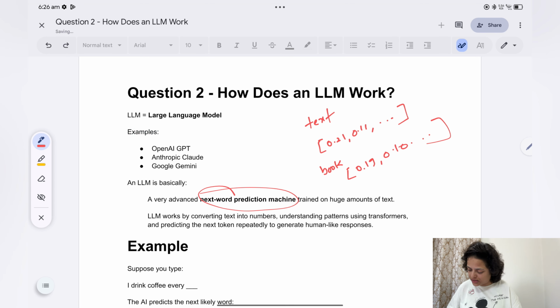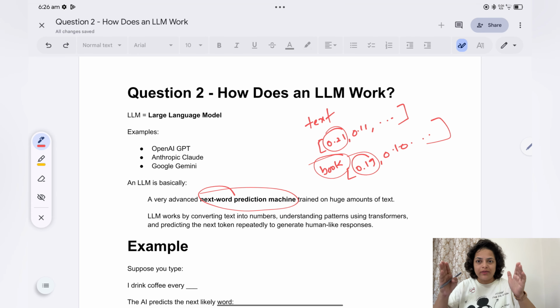Can you see that they are similar? This is 0.21, this is 0.19. So it will do a semantic, similar search for you, and then return the next word as book. If I'm typing text, it will return book, because its vector is similar. That is how an LLM works.